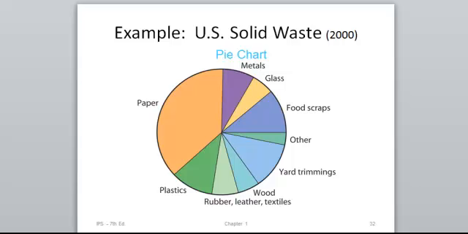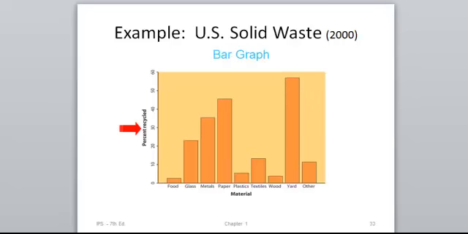So here we have a pie chart of that same data. So as we can see by this pie chart, paper is clearly the largest category for U.S. solid waste. A great picture of what's going on with the solid waste. And here's a bar graph.